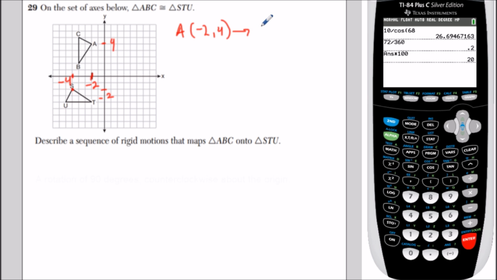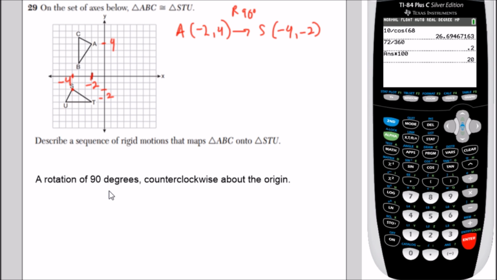to point S, which is -4, -2, well, how do I get there? I could do a rotation of 90 degrees about the origin, because my y value changes signs and then it flips. So we could actually do this in one rigid motion, a rotation of 90 degrees counterclockwise about the origin.